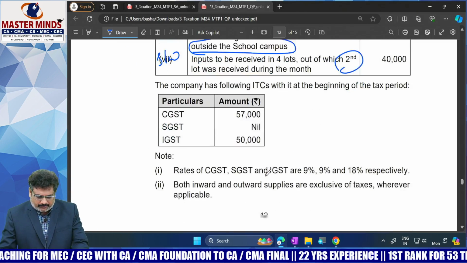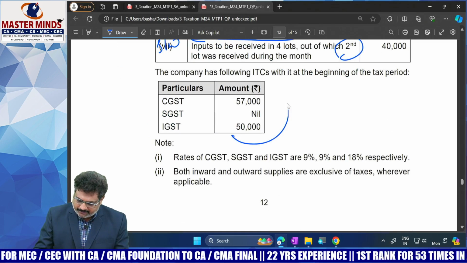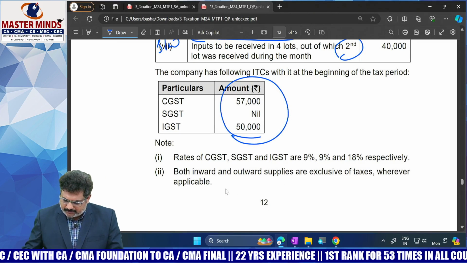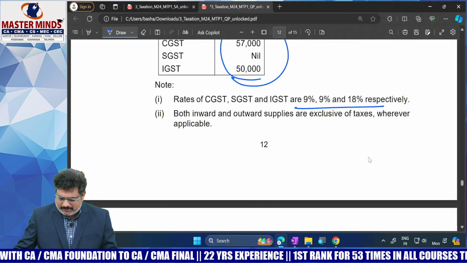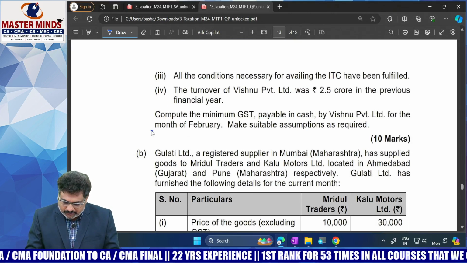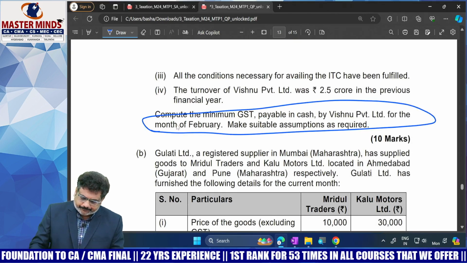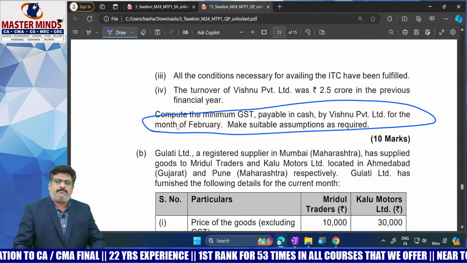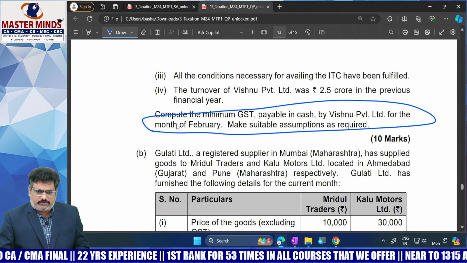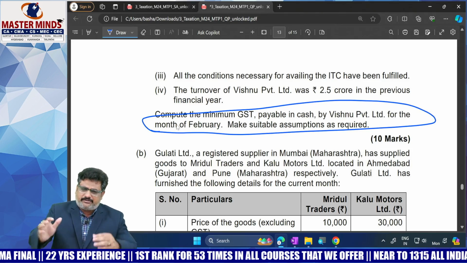Now check the ones. This is the opening ITC that was given. And the rates of GST were given. And later on, what is the question that is asked? Compute the minimum GST payable in cash. Simply, the format is simple.